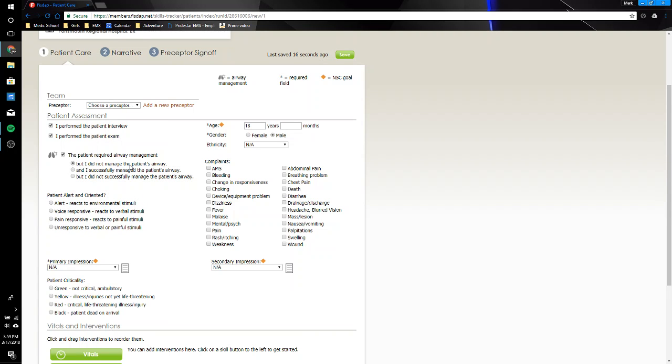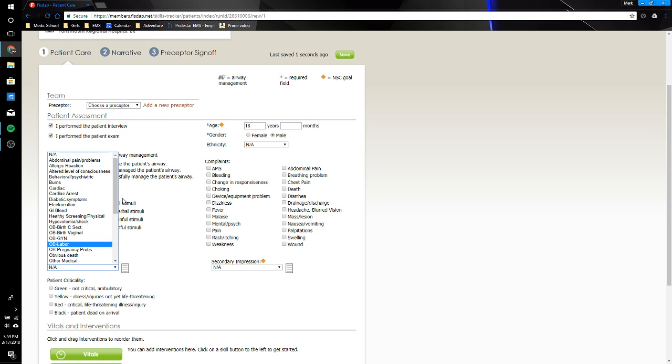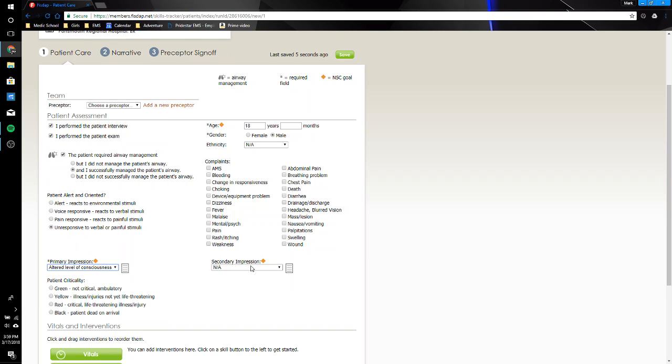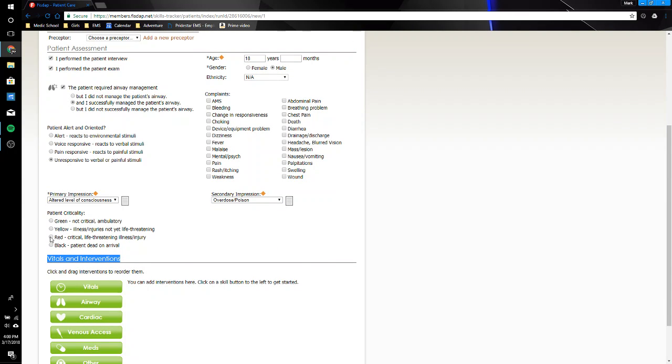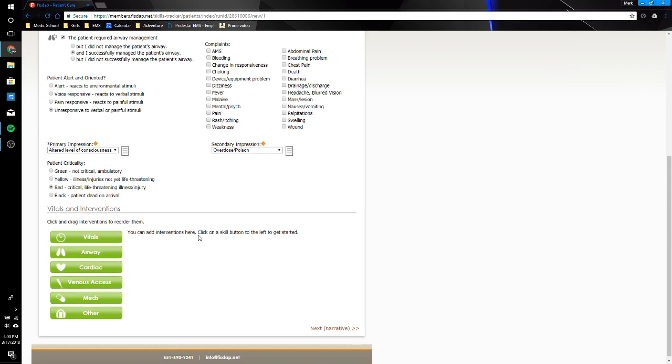And at first, when he first comes in, you had to do some BVMs, right? So you successfully managed the patient's airway. We're good, maybe a little jaw thrust and BVM action, and he was responsive to pain, maybe. Or we'll go ahead with unresponsive, right? Our primary impression on this individual is probably an altered level of consciousness, because we know it's an overdose, but whatever. So then our secondary, I'm going to go ahead and put overdose poison. And when he first came in, he's red, he wasn't breathing. You got to take care of all that, right?